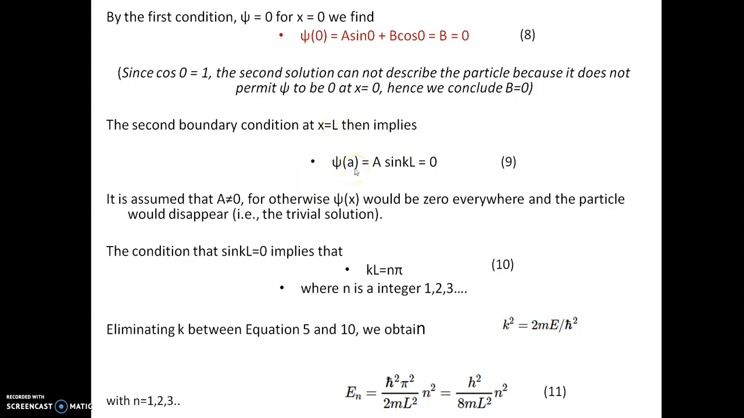So psi of L is equal to a sin kL, and there should be b cos kL, and because we have assumed b equal to 0, this term will become 0. Therefore, only this term will exist. Therefore, psi of L is equal to A sin kL.